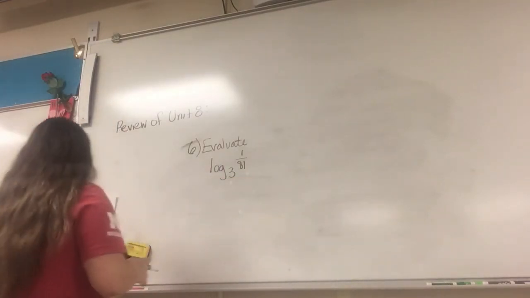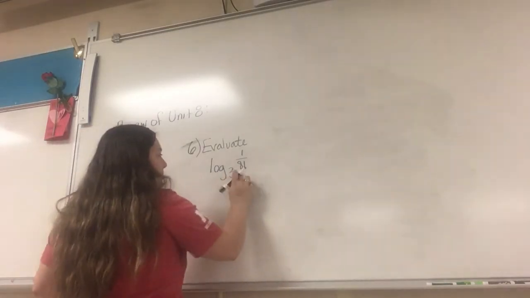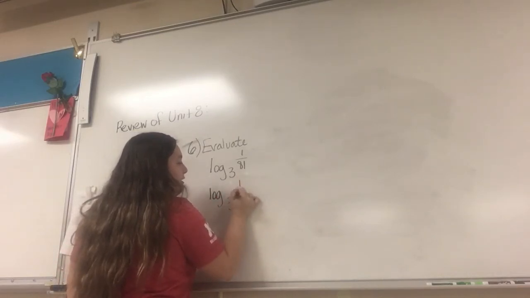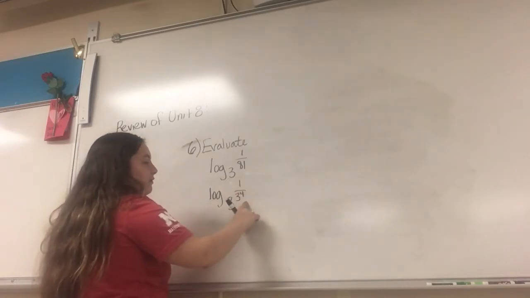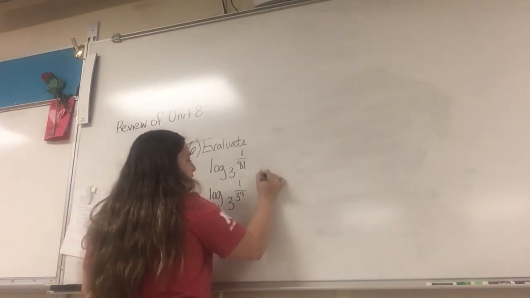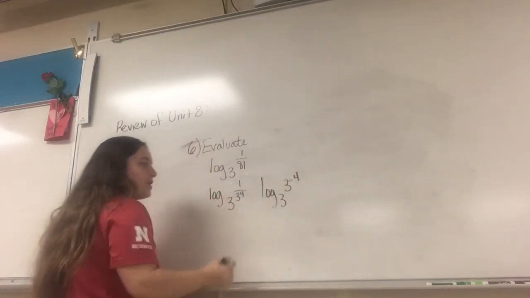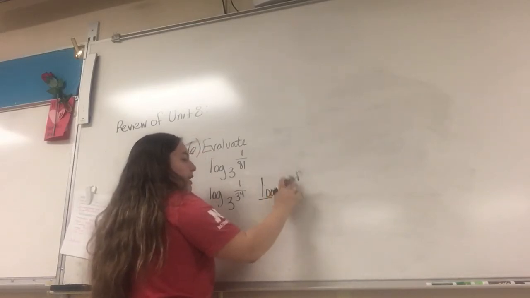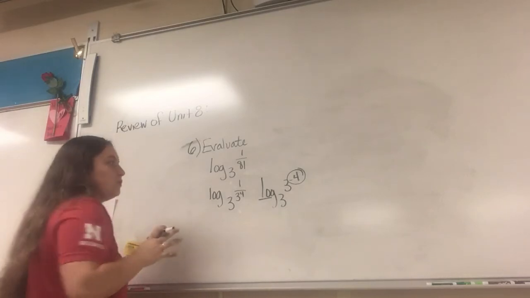So 81 is 3 to the 4th, right? So this means we can do log base 3 of 1 over 3 to the 4th, but we still can't do it because of that 1. Remember, if it's on the fraction, it is negative, so this is actually log base 3 of 3 to the negative 4th. Once you get that log with a 3 and a 3, your answer is just negative 4. Remember how to do those.